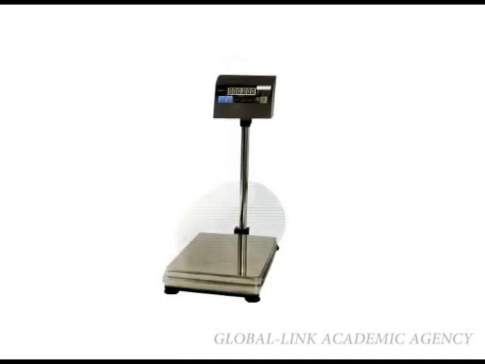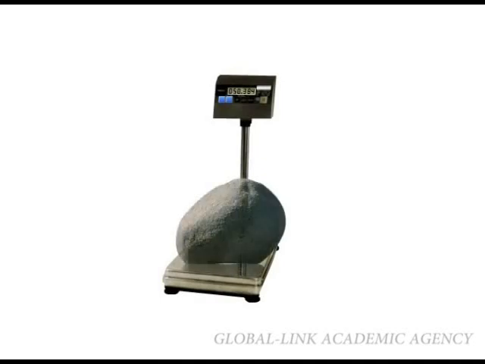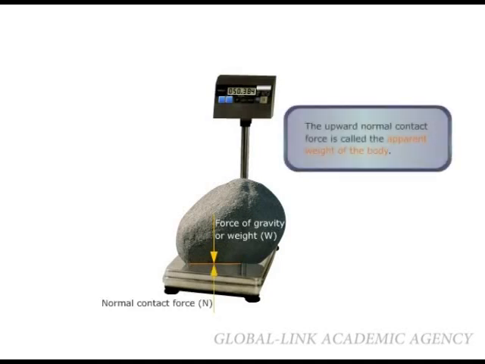When the body is placed on the weighing machine, the forces acting on the body are the force of gravity or its weight W acting vertically downwards, and the upward normal contact force N exerted by the platform on the machine. It is this upward normal contact force exerted by any supporting surface which gives a feeling of weight. This normal contact force is called the apparent weight of the body. The value of this apparent normal contact force N depends upon the state of motion of the body.